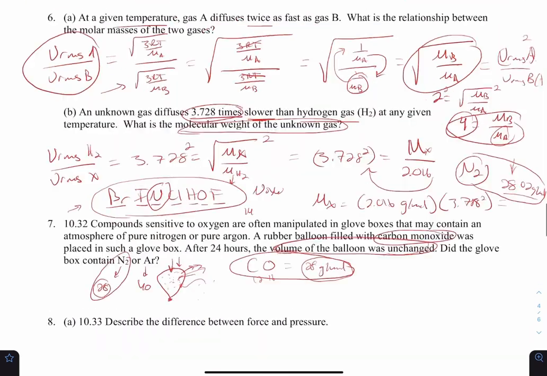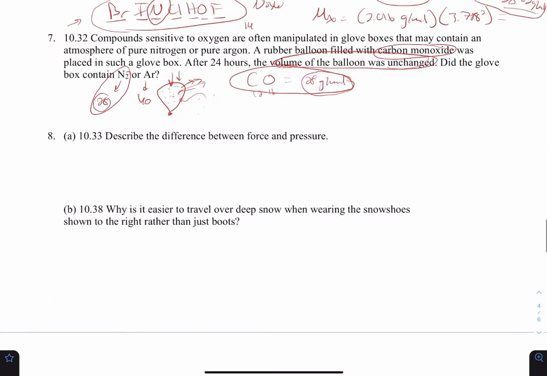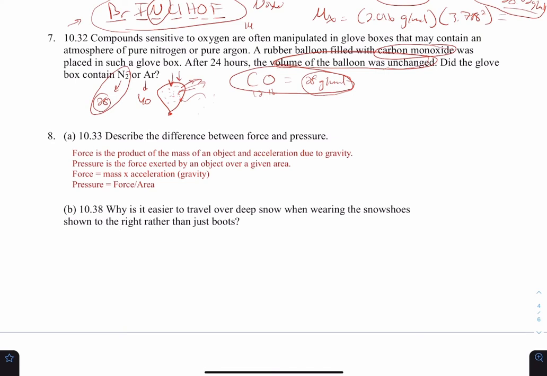All right, number 8. It says describe the difference between force and pressure. And I've typed out some notes here that I think will help. So it says force is the product of the mass of an object and acceleration due to gravity. You've probably heard of F equals ma. Okay, that's where that comes from.